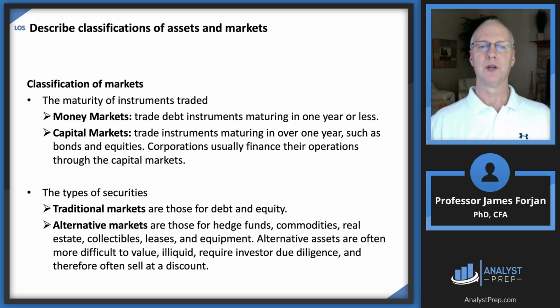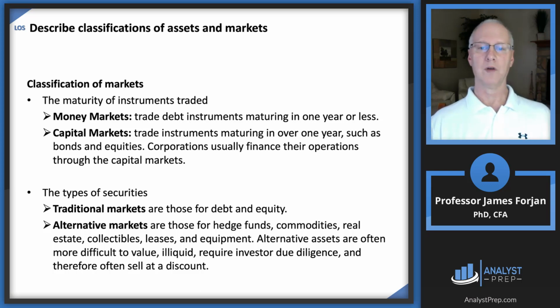How about the maturity date of these contracts? Money market assets are those that have maturity dates of 1 year or less. Good examples of money market securities are things like treasury bills and bankers' acceptances and commercial paper. Capital markets, on the other hand, have maturities of over 1 year, and these are debt and equity.